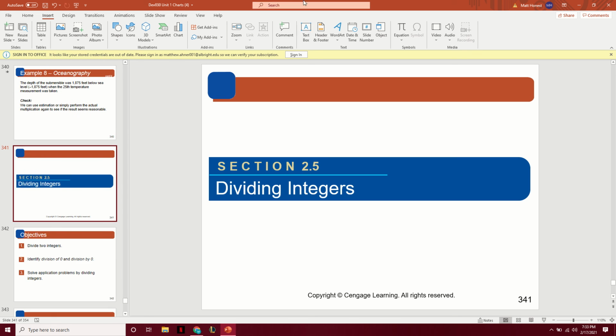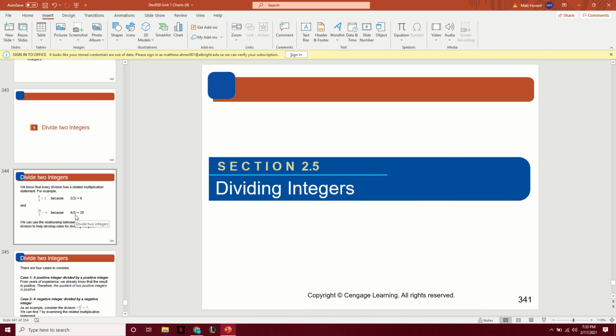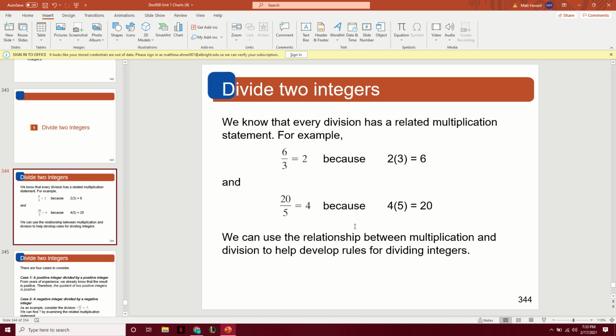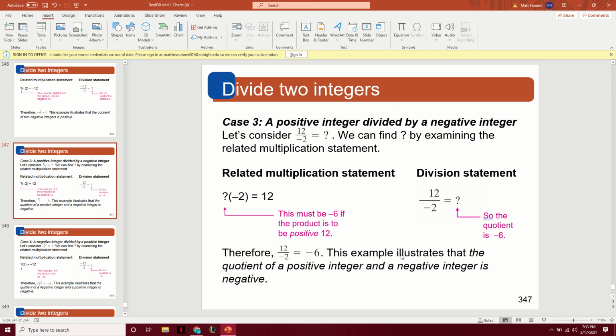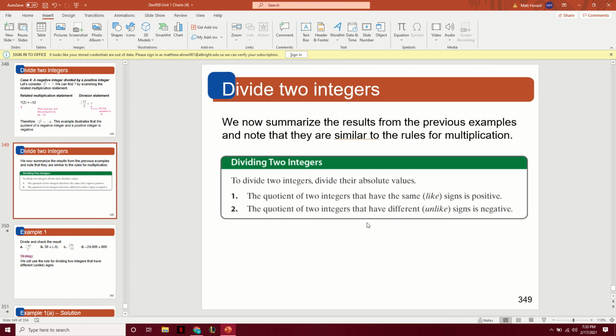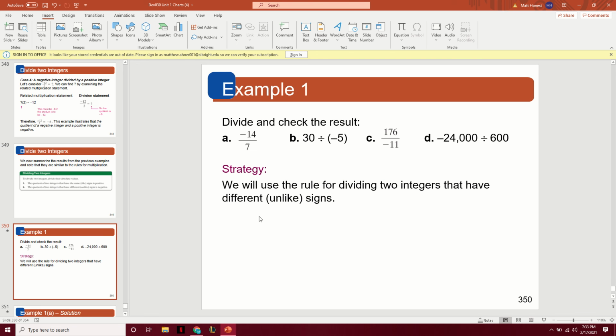Now, the nice thing that we have here for division is that it's going to follow the same integer rules. So just like for multiplication, if you're dividing two numbers that have the same sign, you get a positive number. If you divide two numbers with different signs, you get a negative answer. So if we're dividing two numbers that have like signs, your answer is positive. If you're dividing two numbers that have opposite signs, the answer is negative.